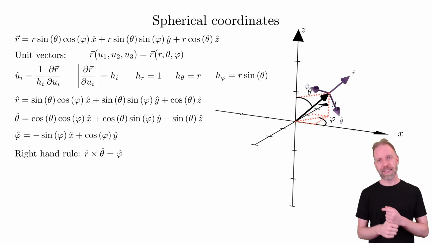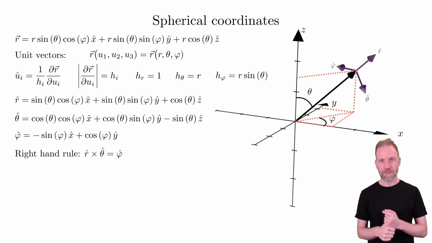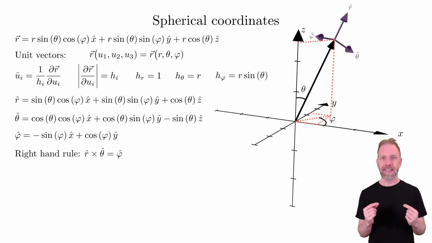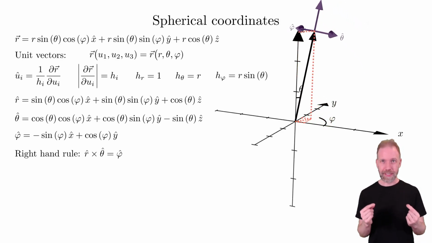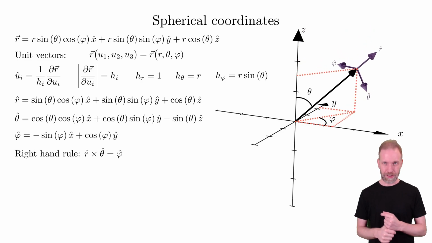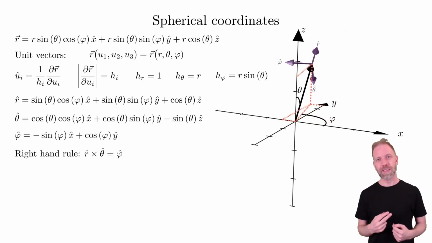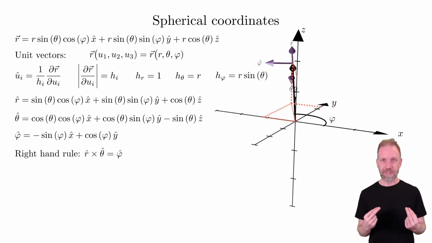All unit vectors stay the same if we change the value of r. R hat and theta hat change direction if we vary theta. Phi hat is constant here though. All three unit vectors change direction when we vary the value of phi.